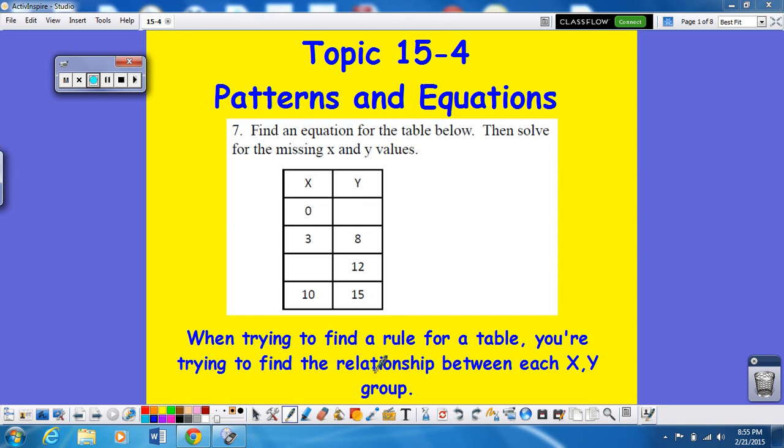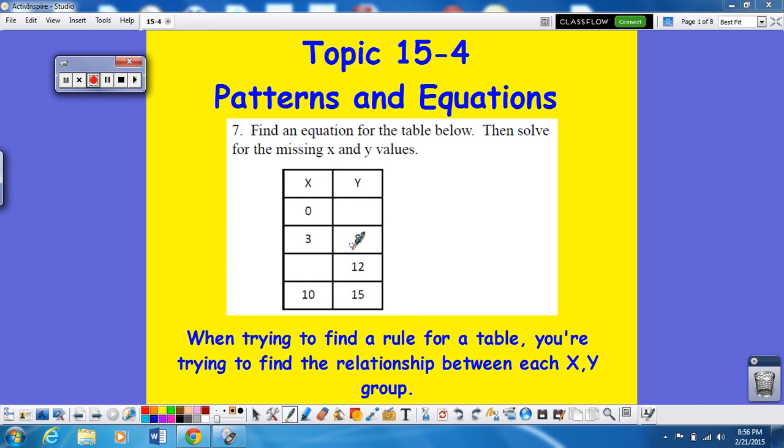So when you're trying to find a rule for a table, what you're trying to do is find the relationship between each x and y group. And you're going to see as we work that what works for the first group may not work for the rest of the group. So this is really one of those try, check, and revise skills that are so important to have in math. So if we look right here, basically I can't tell anything from here because this is blank. I'm going to look at the ones that are filled in and see what I can figure out.